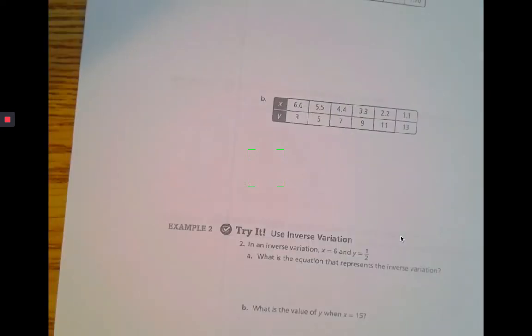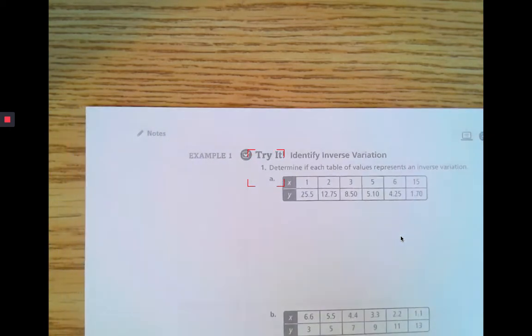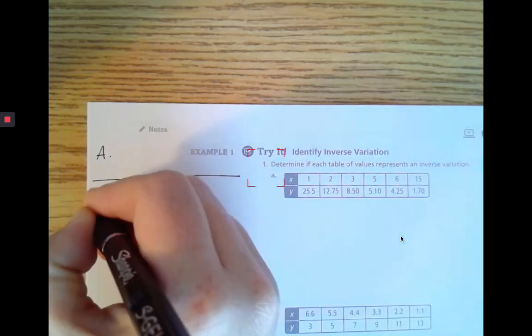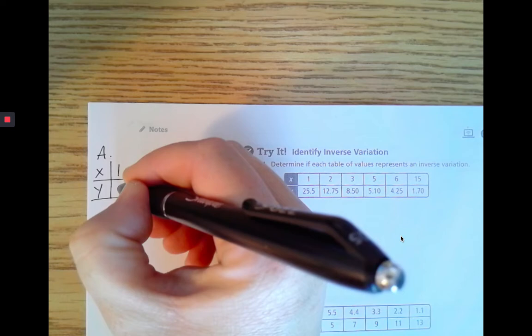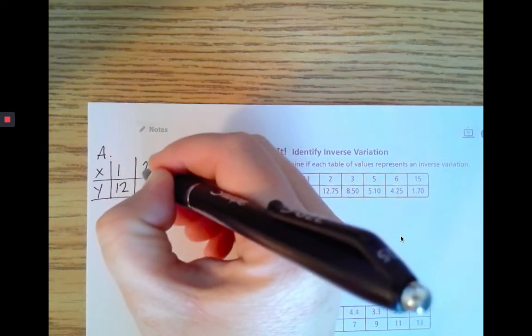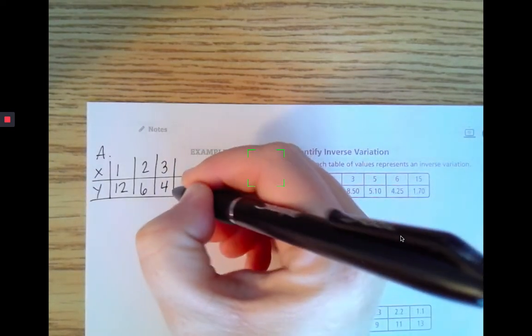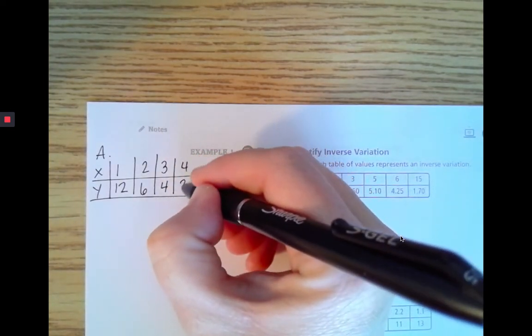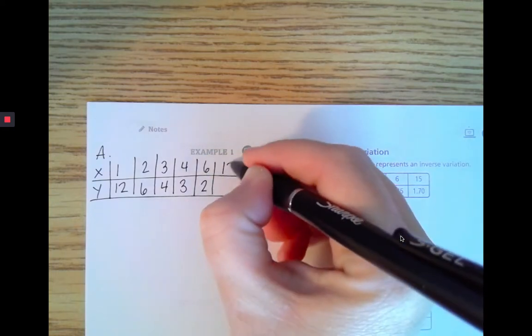Alright, now they want us to determine the inverse variation of each table. Well, we hadn't really talked about what inverse variation is, but I'm going to come over here and draw a table that's given to you in your book. We got X and Y. So we got 1 and 12, 2 and 6, 3 and 4, 4 and 3, 6 and 2, 12 and 1.